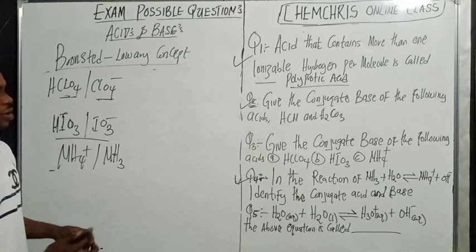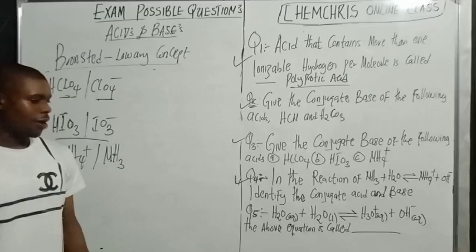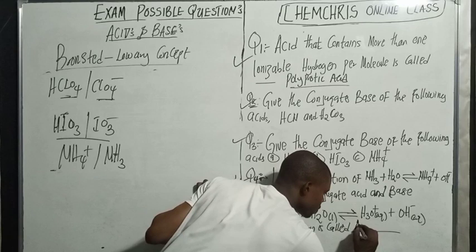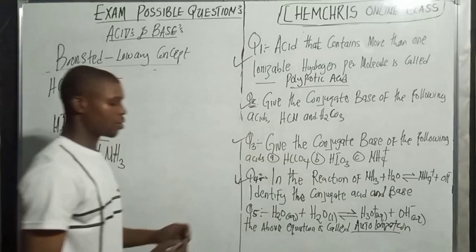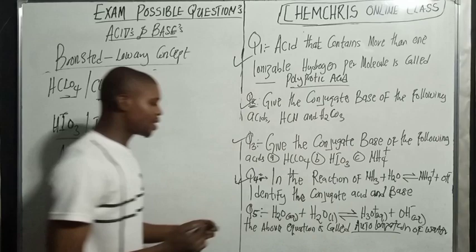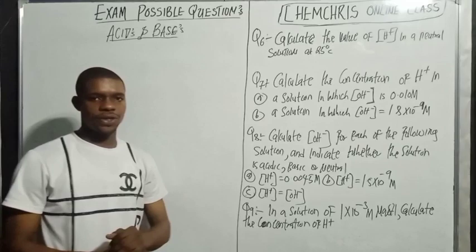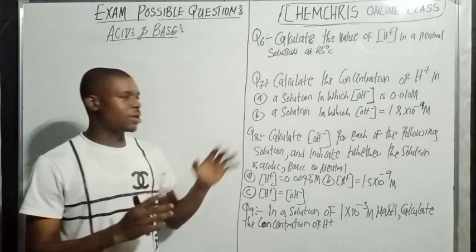Now let's look at this other one, question number 5. This reaction is called auto ionization of water. Why is it auto ionization of water? Two water molecules react together to form a proton and OH minus. Now we are going to move into the calculation aspect. These are the calculation questions I want to solve in this video.